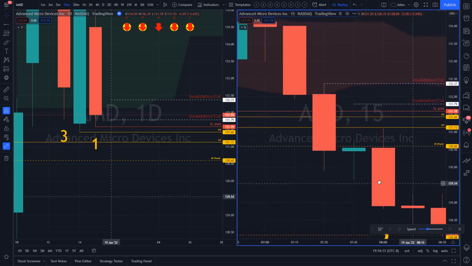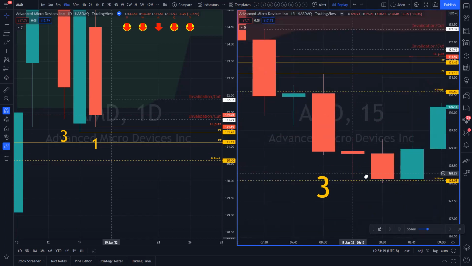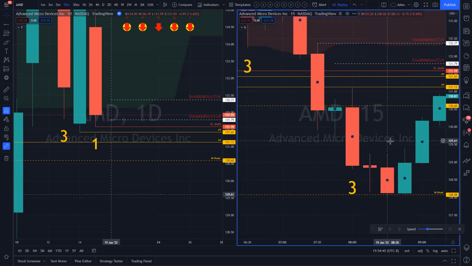And because of the fact that we know that reversal can occur, a reversal can occur here, a reversal can occur here, a reversal can occur here, and a reversal did occur here at this monthly pivot, because it did the 2-2 rev, tweezer bottom on the 15.